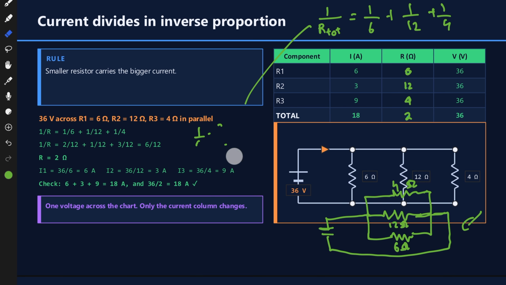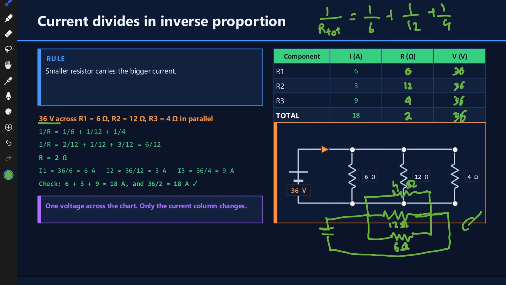Now to look at currents and voltage. So for which one? Let's see. We're given voltage, so let's start with that. Voltage is always the same, remember, right? For parallel circuits, always the same. So this actually takes the position current would have taken. 36 across each branch and 36 total.